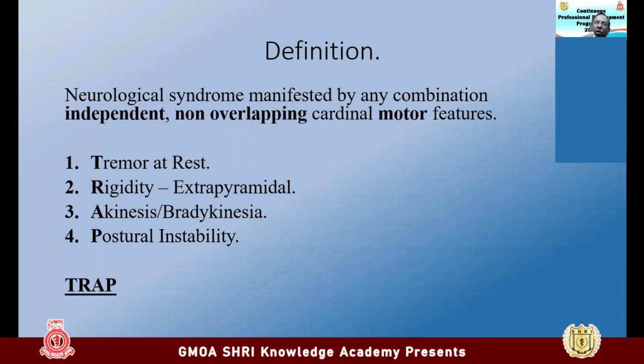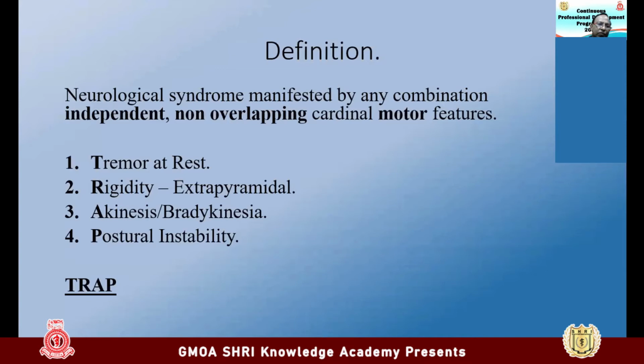And importantly, all these deal with the motor function, that is, the movements of the patient. So again, it's a neurological syndrome manifested by any combination of independent, non-overlapping cardinal motor features. What are they? The first thing is called tremor at rest. Tremor can be classified into two: one is tremor at rest, the other is tremor at action. So this is predominantly tremor at rest.